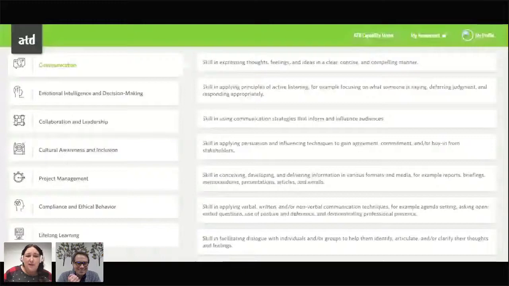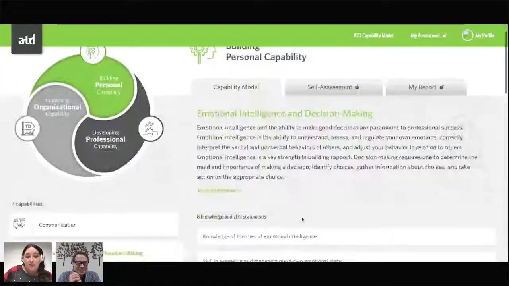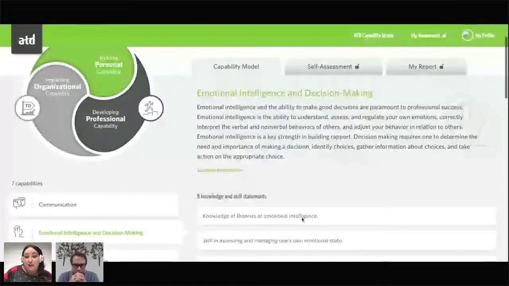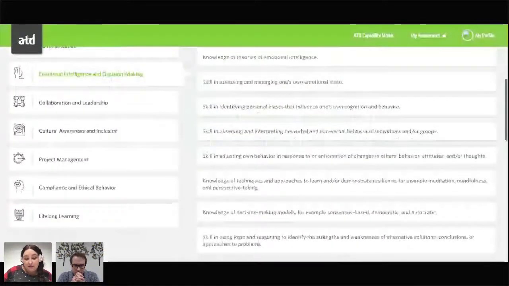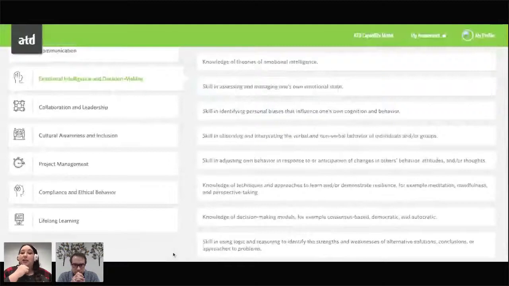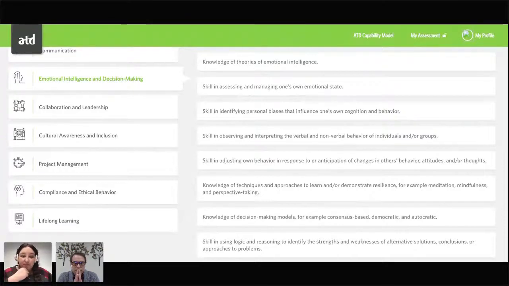Let's hop over to everybody's favorite topic, emotional intelligence. In emotional intelligence, we have eight different statements for emotional intelligence and decision making. What do you think about this? Yeah, skill in assessing and managing one's own emotional state. I think that's specific to being a human. Yes.